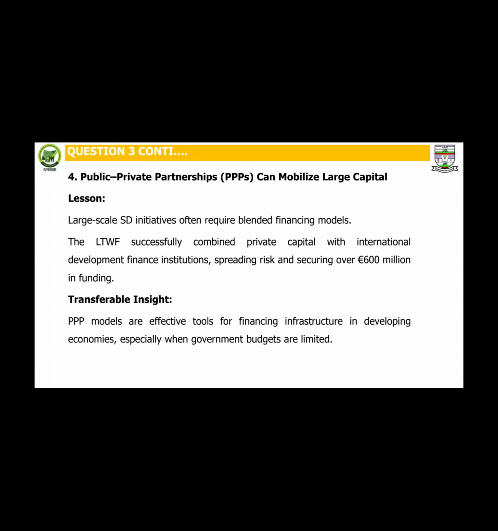Public-private partnerships can mobilize large capital. Lesson: large-scale SD initiatives often require blended financial models. The LTWF successfully combined private capital with international development finance institutions, spreading risk and securing over 600 million pounds.